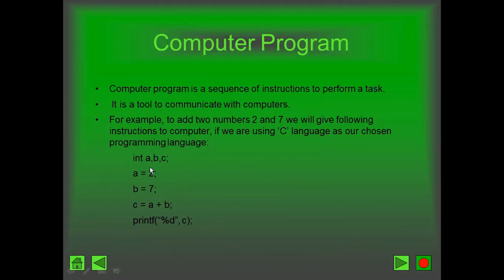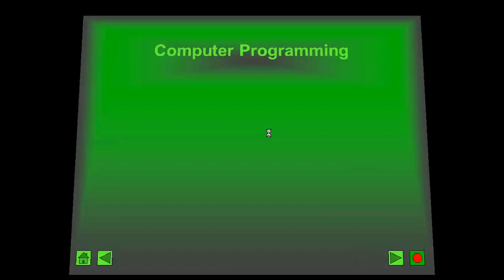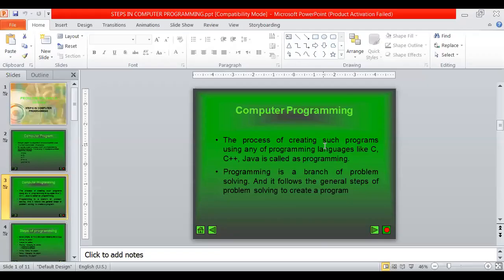And this program is given in a language which we call C language. There are many languages in which we can write the program, but this time we are using C language as it is in our syllabus. Other types of languages are C++, Java, GW Basic, and Python. There are so many other types of languages that we can use to make a computer program.